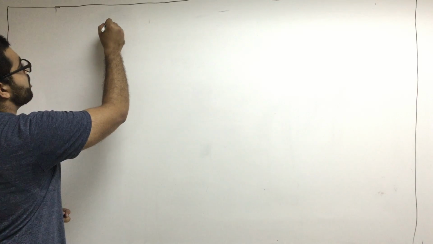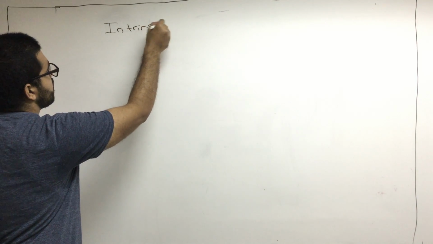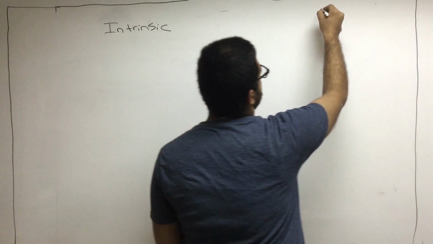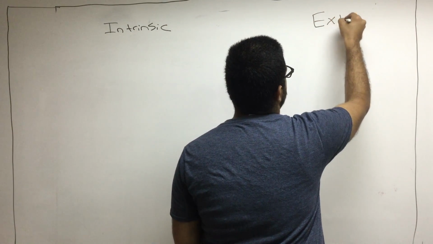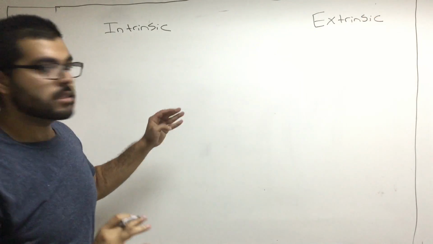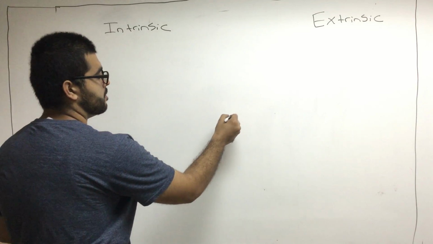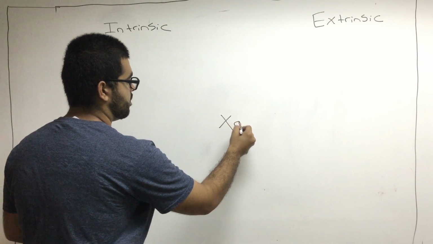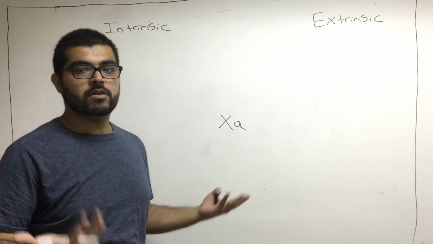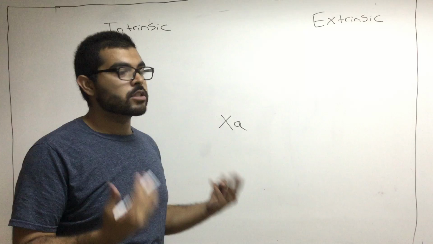So we have our intrinsic, we have our extrinsic, and the end goal for both of them is to make your factor 10A. Right? That's all we need. So let's start with the extrinsic. What are the components of our extrinsic?